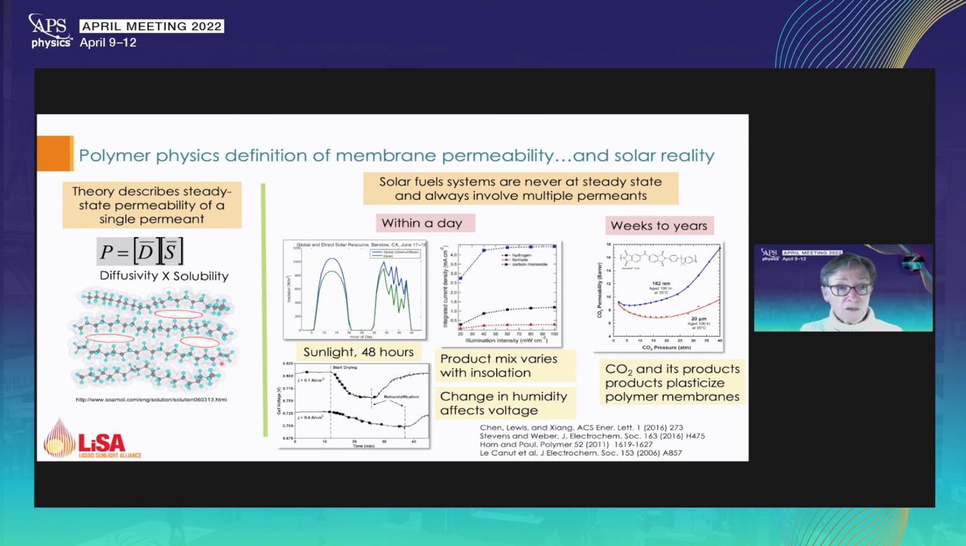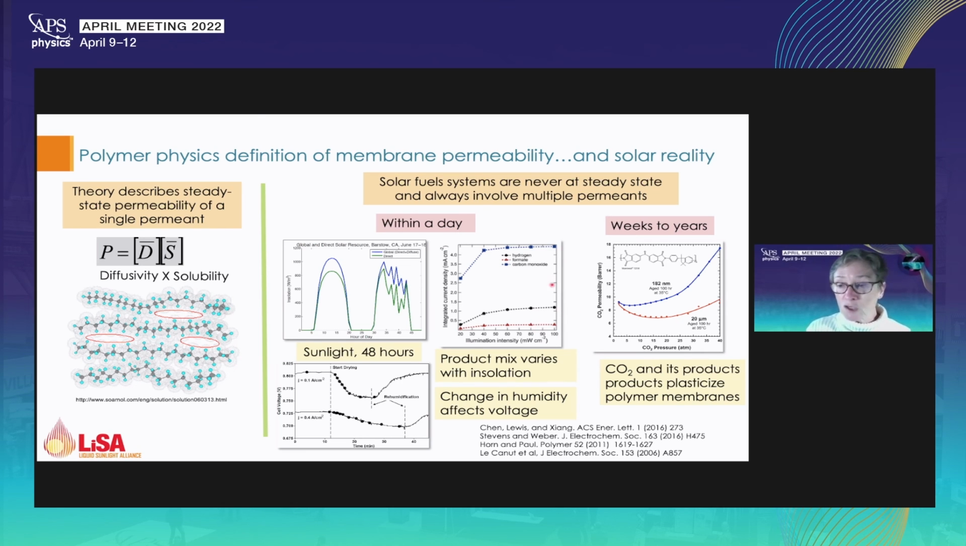And finally, I'd just like to say that the polymer physics definition of membrane permeability, which we understand as being due to fluctuations in the polymer chain, which control diffusivity and solubility, is only worked out for steady state, and it's only worked out for single permeance. We never have that situation in solar fuels. We never have anything that looks like a steady flux of anything. Sun goes up, sun goes down.